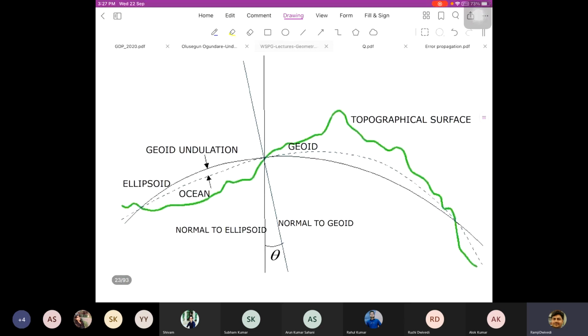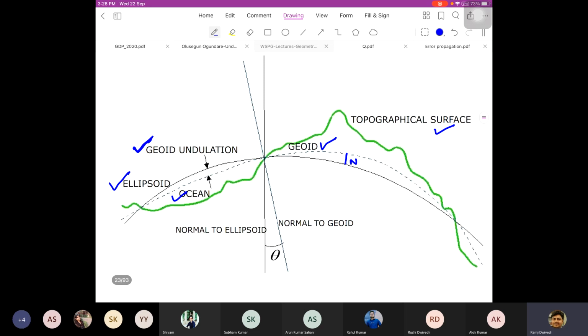But yes, what is more important is that you need to understand the terminology which we are going to introduce now. So now you know the topographical surface, that's very clear. You know the geoid, now you know the ellipsoid, now you know what is ocean. Now what is geoid undulation? You could also call it the geoidal height from the ellipsoid. If you have the difference, which is this height, we are calling it geoidal undulation. We are representing it by capital N.